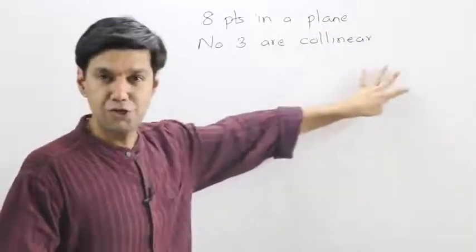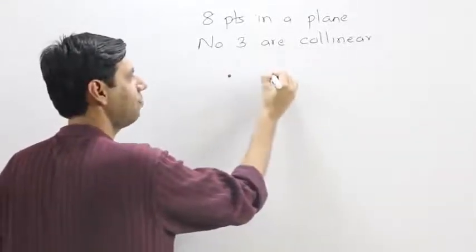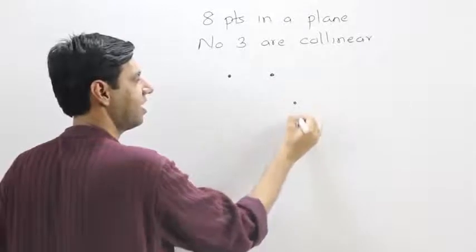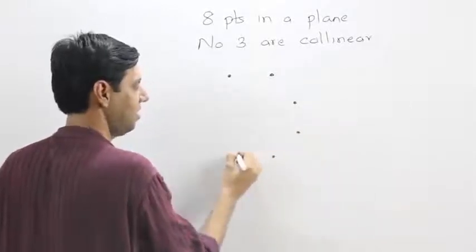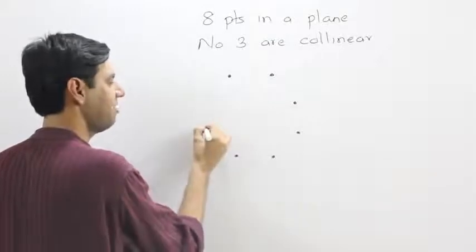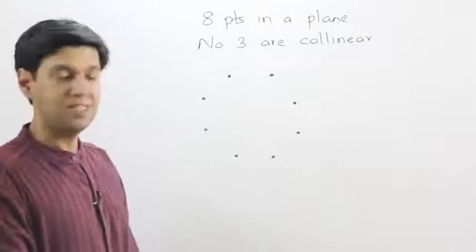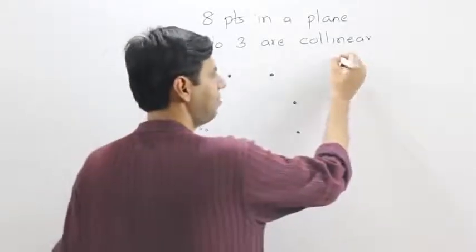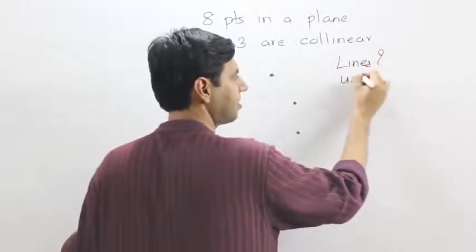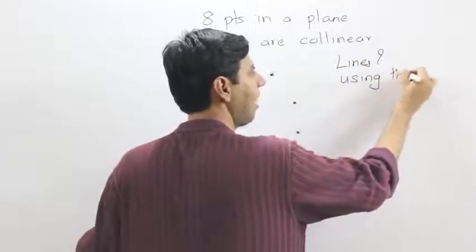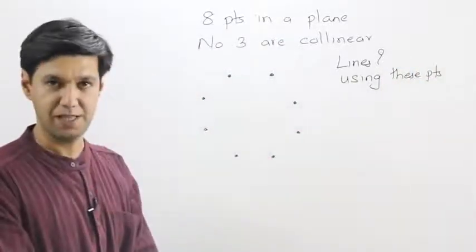A good way to ensure that no 3 are collinear is to take the points as if they were lying on a polygon. So I'll just take it as if they're lying on an octagon. So then no 3 will be collinear. 2 points anyways, any 2 points are always going to be collinear. And the question is, how many lines can be formed? The question is about lines using these points. So I will have to use these points only, and I will have to draw lines over there.